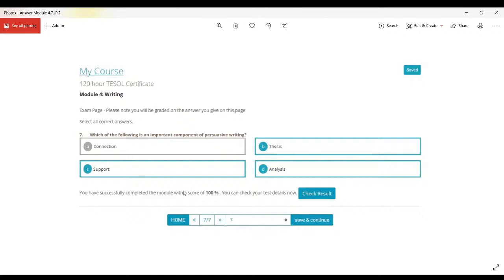Question number 7. Which of the following is an important component of persuasive writing? There are 3 answers here, right? So thesis, letter B, support, letter C, and D, analysis. Check results, save, and continue.